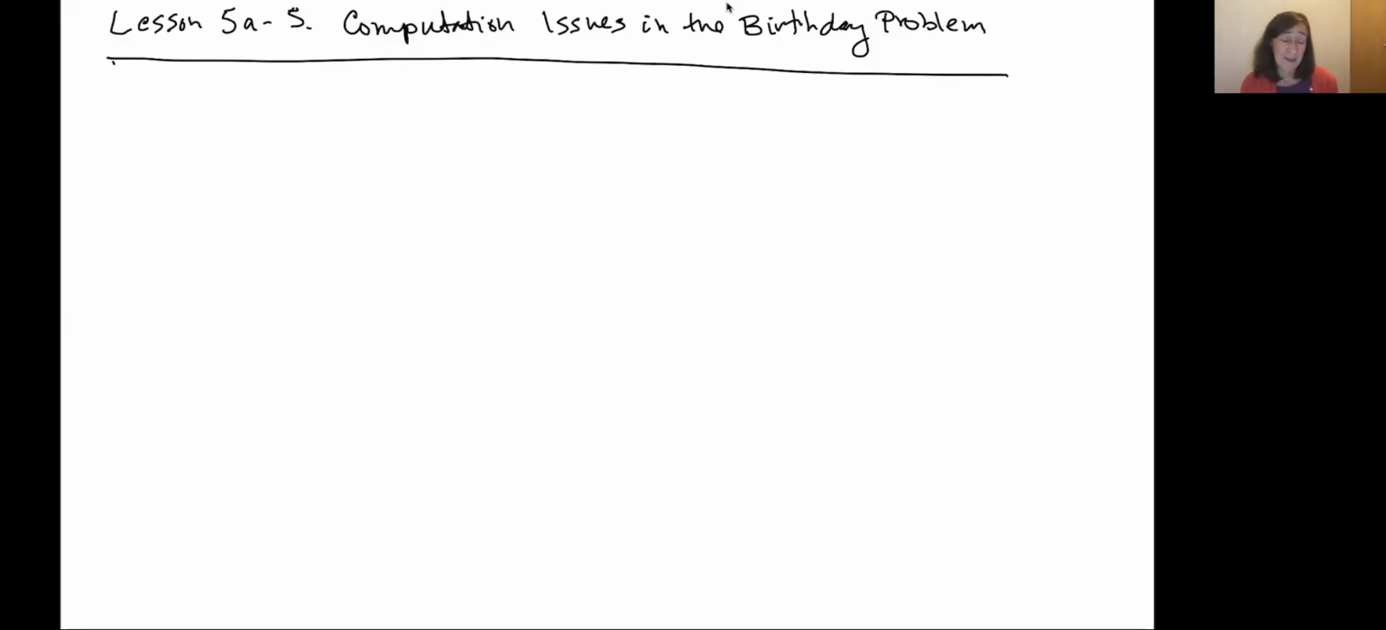Okay, so a different point that comes to us from the birthday problem, and this is a point about computation, about calculations that involve big numbers as intermediate steps. So I've asserted at this point that once we have 23 people, the probability that at least two of them have the same birthday is greater than 50%, but we haven't actually established that yet.